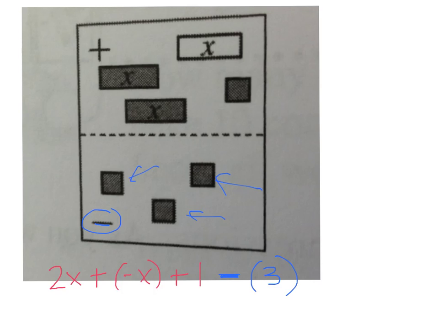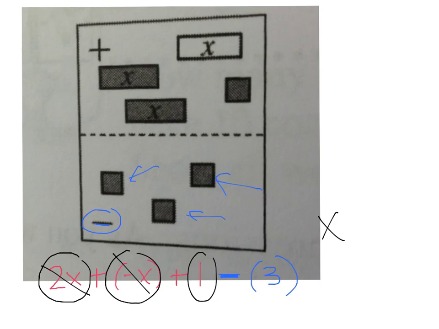Now you could go through and simplify that, which I know you guys know how to do. If you have 2x and negative x, together that would be x. And then you have 1 and then minus 3, or if you want, you could add the opposite. That would leave me with negative 2. So that would be that expression.